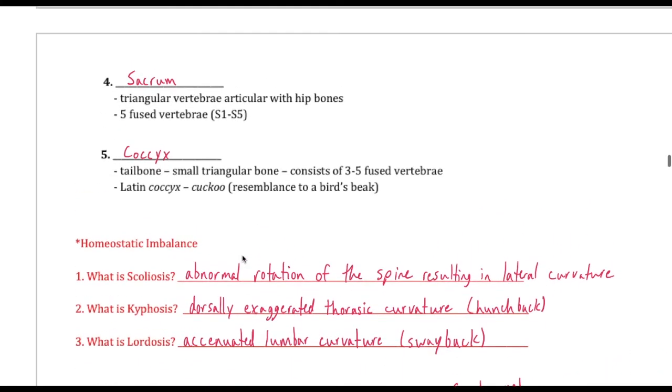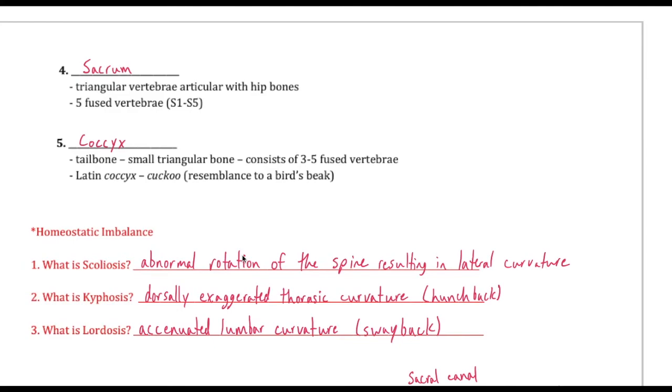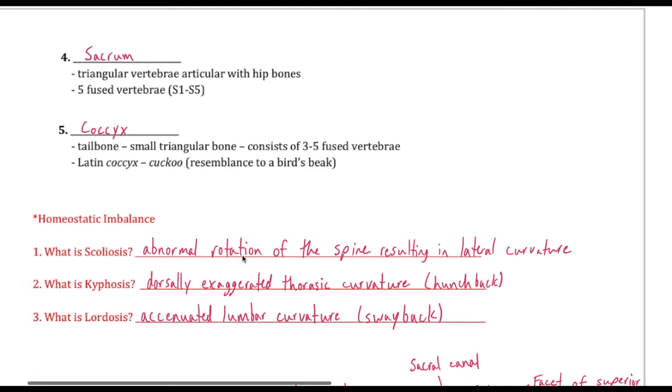And then what we're going to do is look at the sacrum and the coccyx here. So our sacrum, we have 5 fused vertebrae. These are our triangle vertebrae articulated with the hip bones, and our coccyx is part of our tailbone that we saw in class one day, looking at it as an irregular bone. And this consists of 3 to 5 fused vertebrae, so we average about 4. And so we have some homeostatic imbalances here.